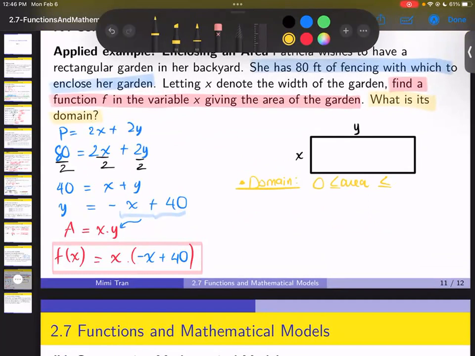I'll give you a hint. You look at this. 40, right? You cannot go more than 40 because x plus y is 40. So that's what you're going to do. You plug into the area: x times negative x plus 40 is greater than 0 and less than or equal to 40.